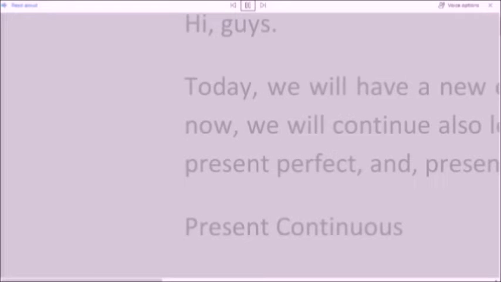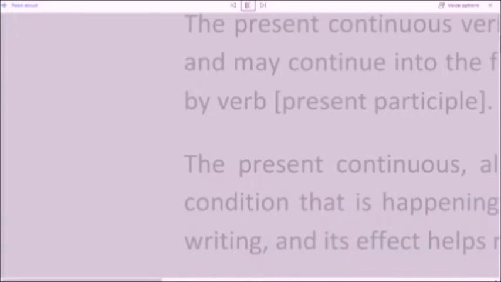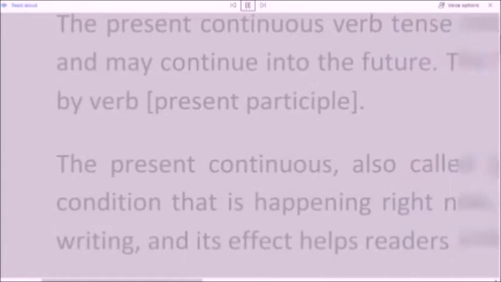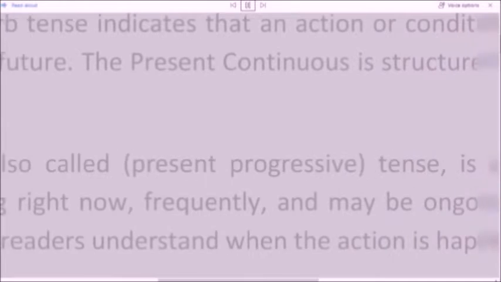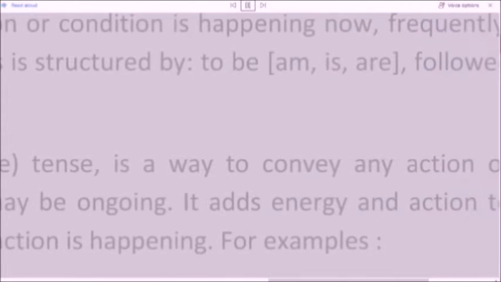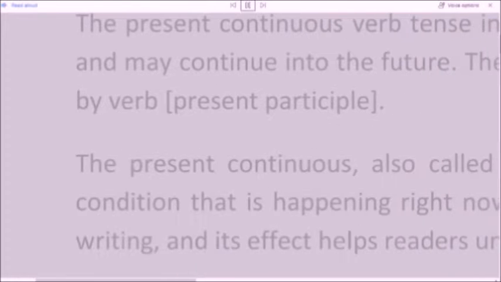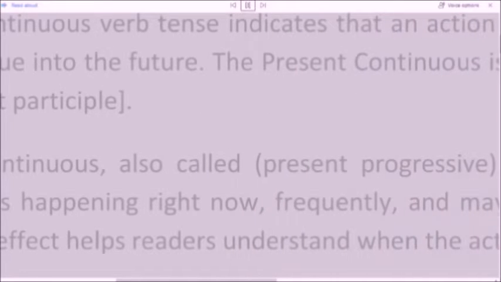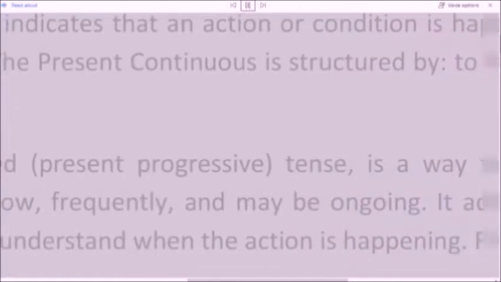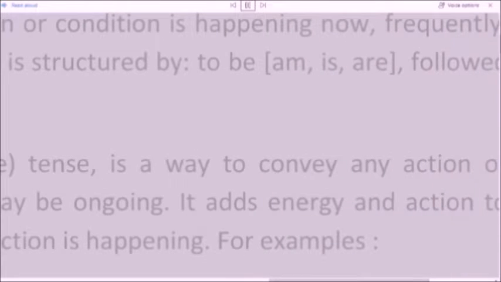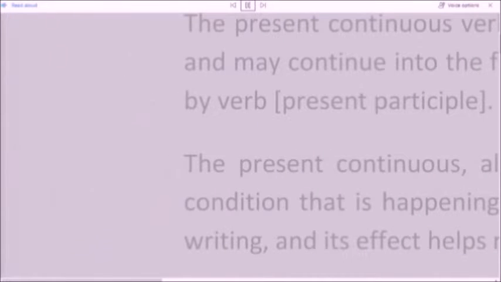Present continuous. The present continuous verb tense indicates that an action or condition is happening now, frequently, and may continue into the future. The present continuous is structured by to be, am, is, are, followed by verb, present participle.